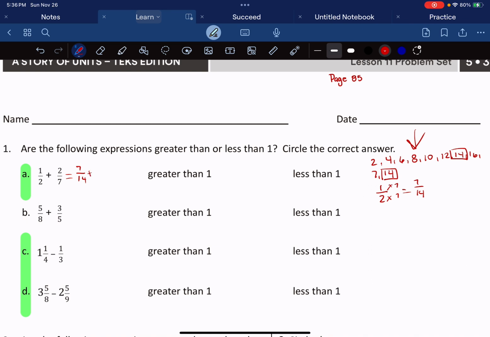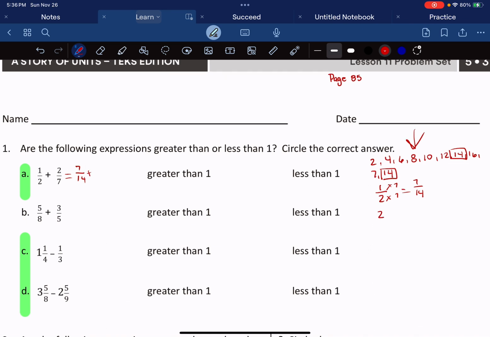And so now let's look at our 2 out of 7. Took me 2 times to get to 14. So I'll multiply top and bottom by 2. So I get 4 out of 14. So I'm going to bring that over here. My denominator is going to stay the same. Reminder, we made them the same for a reason. Do not try to add them together. Now we'll do 7 plus 4, which is 11. So I get 11 out of 14.